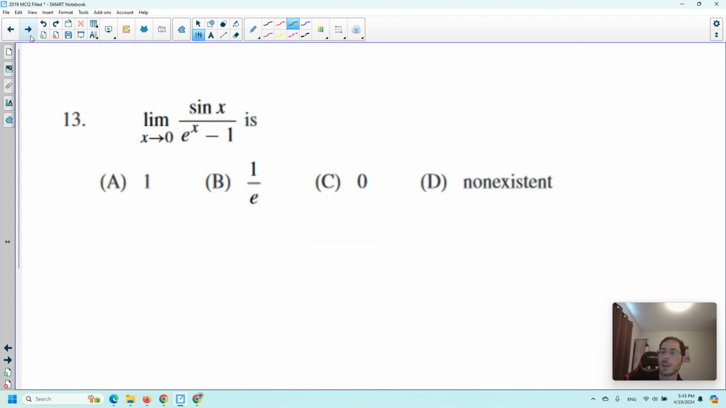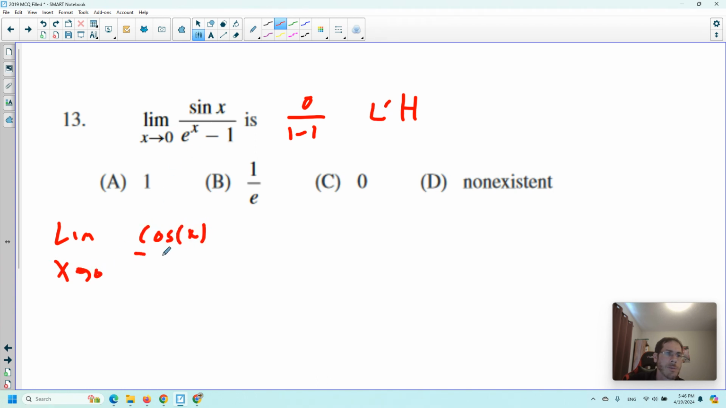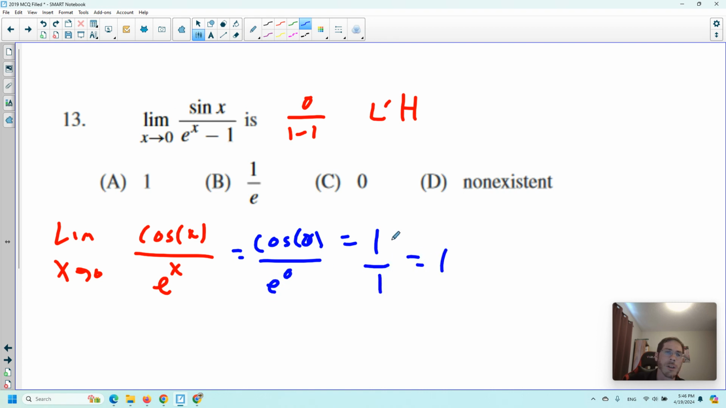All right, for 13, we're doing a limit as x approaches 0 of this thing. First thing we do, obviously, we just try to plug it in. So we get 0 over 1 minus 1. That's another L'Hopital if we want. All right, that's fine. We can do L'Hopital again. The limit as x approaches 0. Derivative of sine is cosine. Derivative of e to the x minus 1 is e to the x. We're just going to plug in 0. Cosine of 0 is 1. e to the 0 is 1, and we get 1 over 1. So I guess we get 1. I guess we're done. There we go.